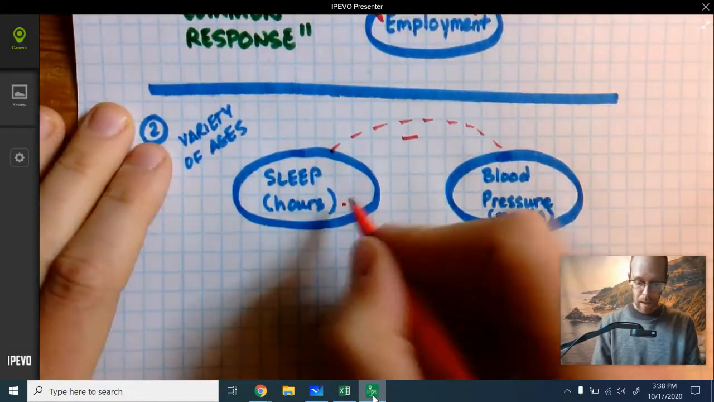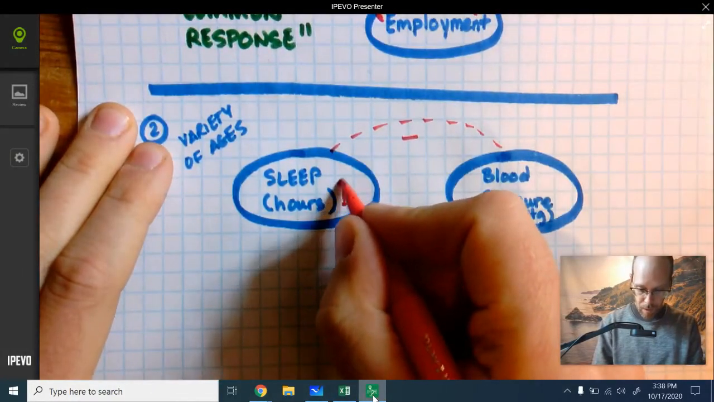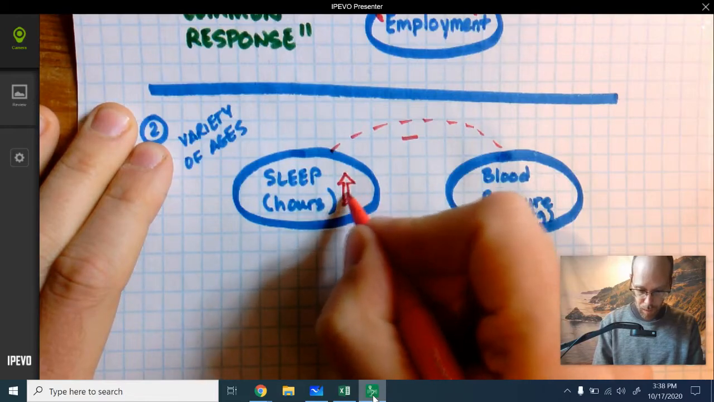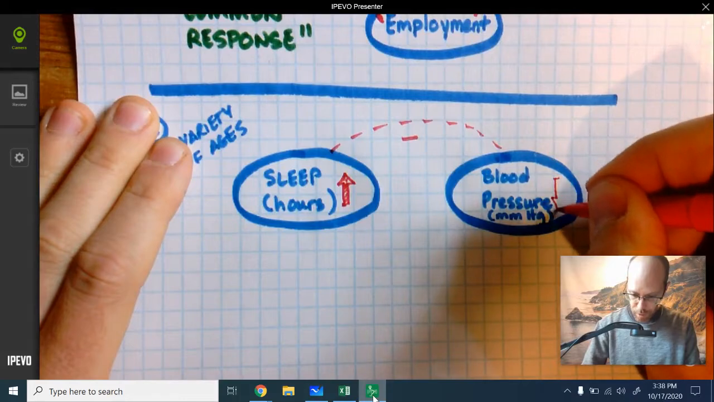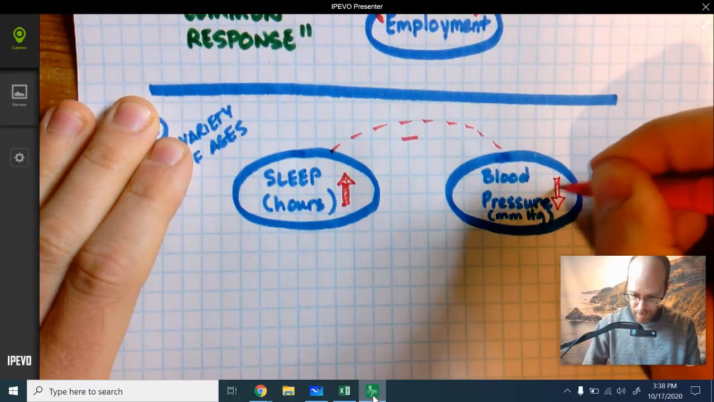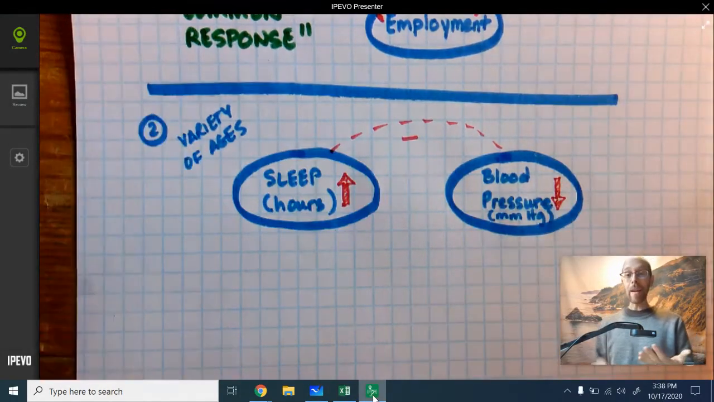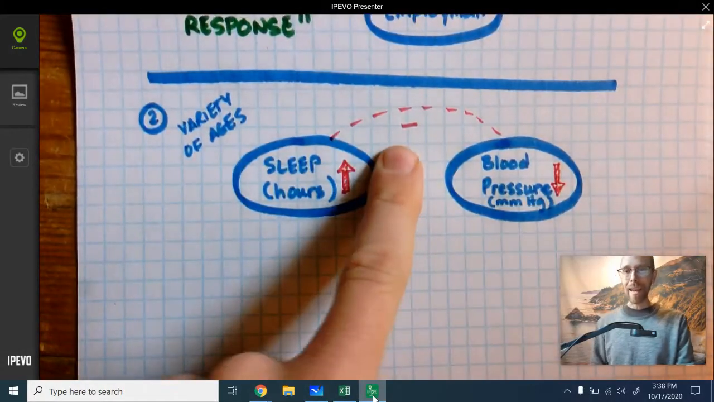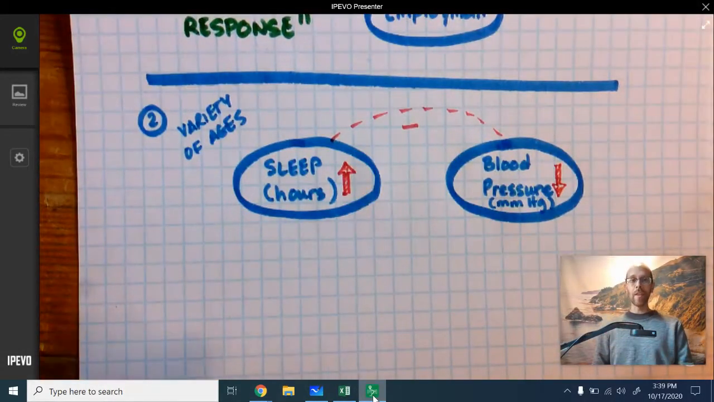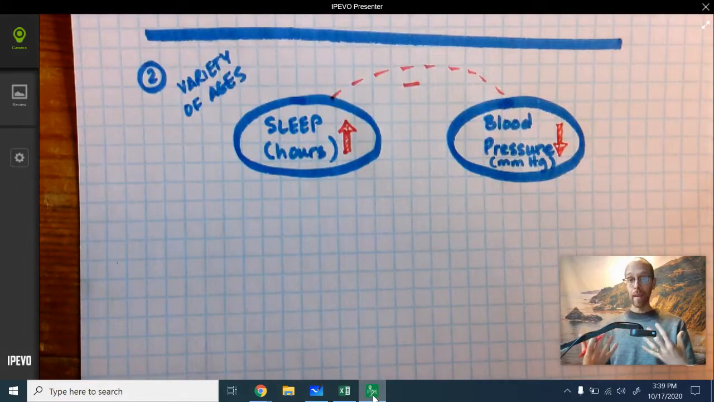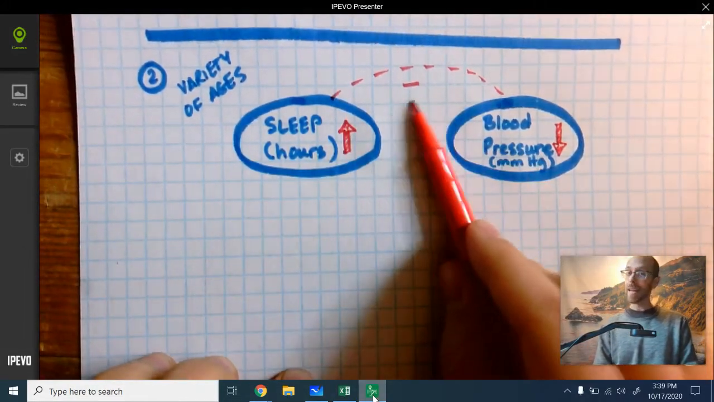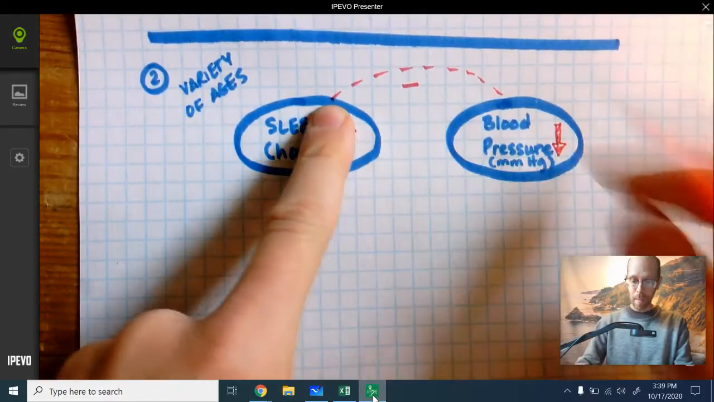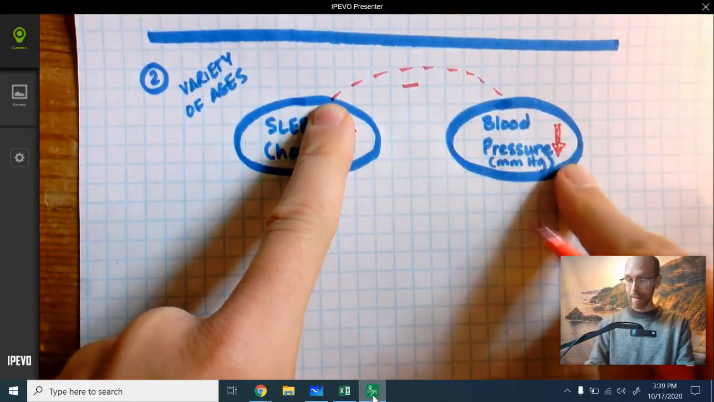association, meaning that as people sleep more, their blood pressure on average tends to be lower. Now, here's a good example of how a negative association doesn't necessarily mean a negative thing, right? It's good to have low blood pressure. In this case, the negative just means that as this one goes up, this one is going down.